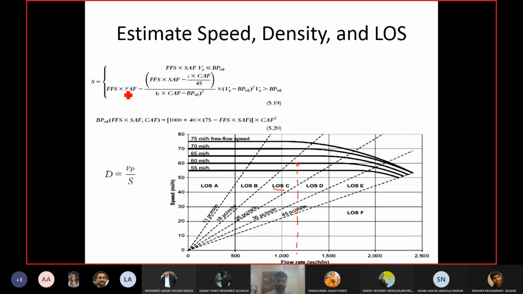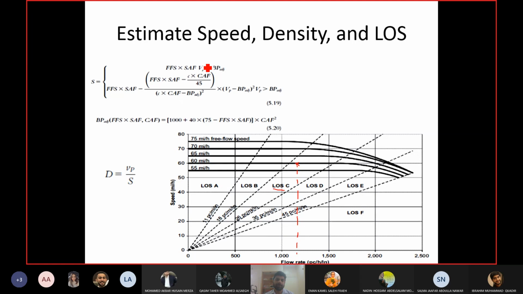First of all, you have to find out the speed. If your free flow speed is not equal to these values, find out the free flow speed yourself. For free flow speed, we have 2 equations. Either you can use this one, free flow speed into speed adjustment factor. SF stands for speed adjustment factor. I will show you the adjustment factors later on.